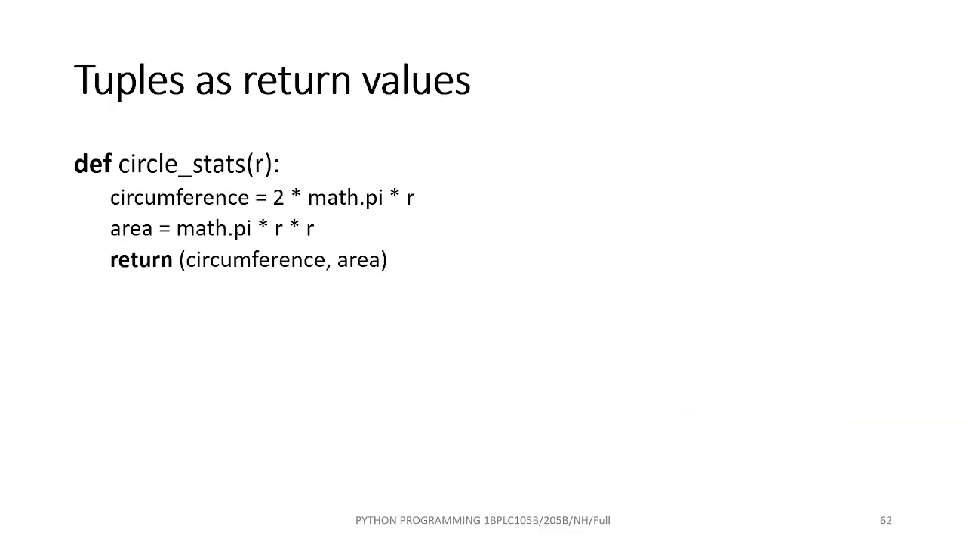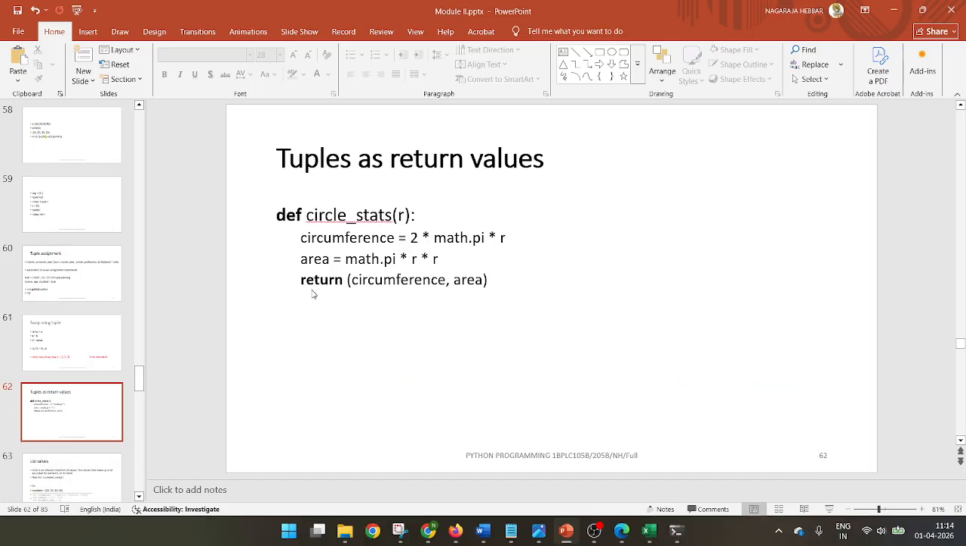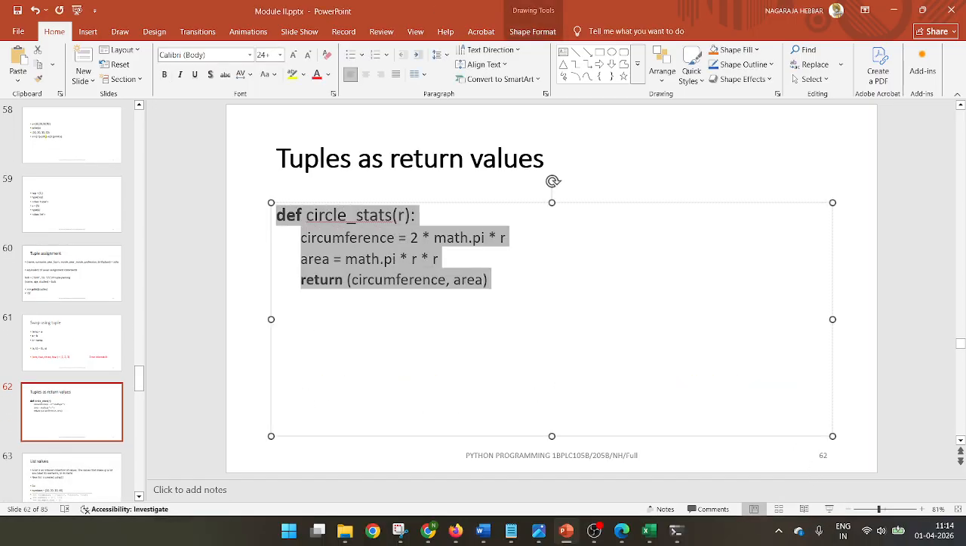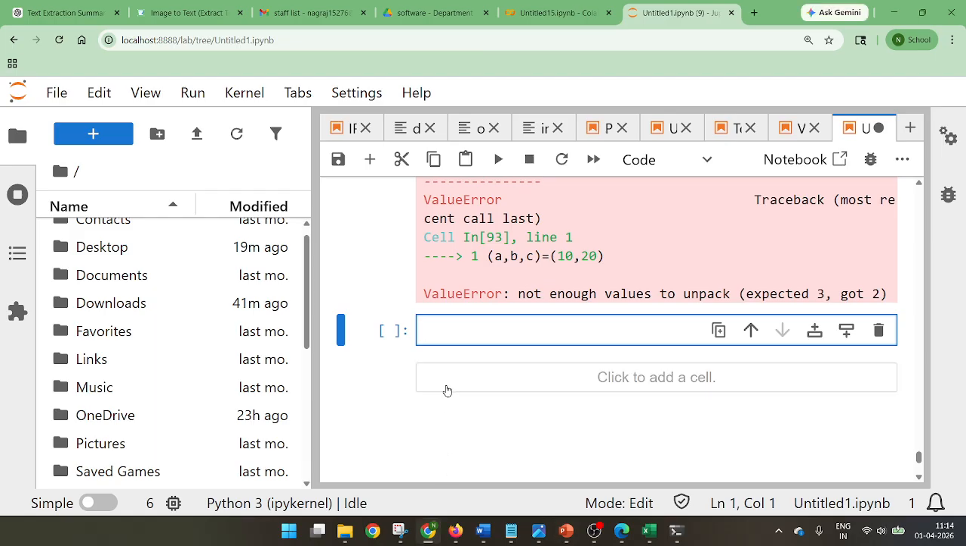Let us take one example where a function is returning more than one value. In C, a function can return only one value. You cannot return multiple values. In this example, you are going to find out the circumference and area of a circle given radius. You know how to compute circumference and area. But you are returning two values. One is circumference, the other one is the area. I will demonstrate this.